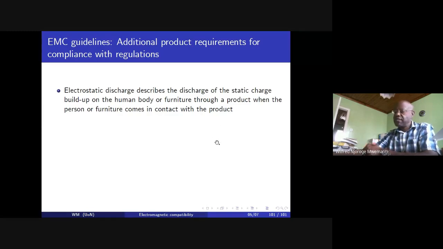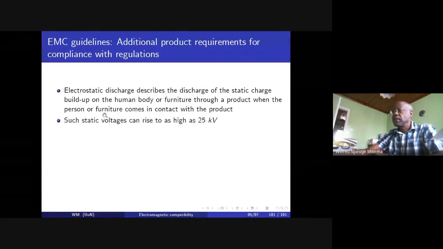Many of the devices that we'll be working with, such as MOSFETs, are usually very prone to electrostatic discharges. And most of the equipment that you buy, you'll find that they are usually put in a plastic, something looking metallic, but it's a plastic bag. This is usually to keep out any discharge during storage. So such static charges can rise to as high as 25 kilovolts.